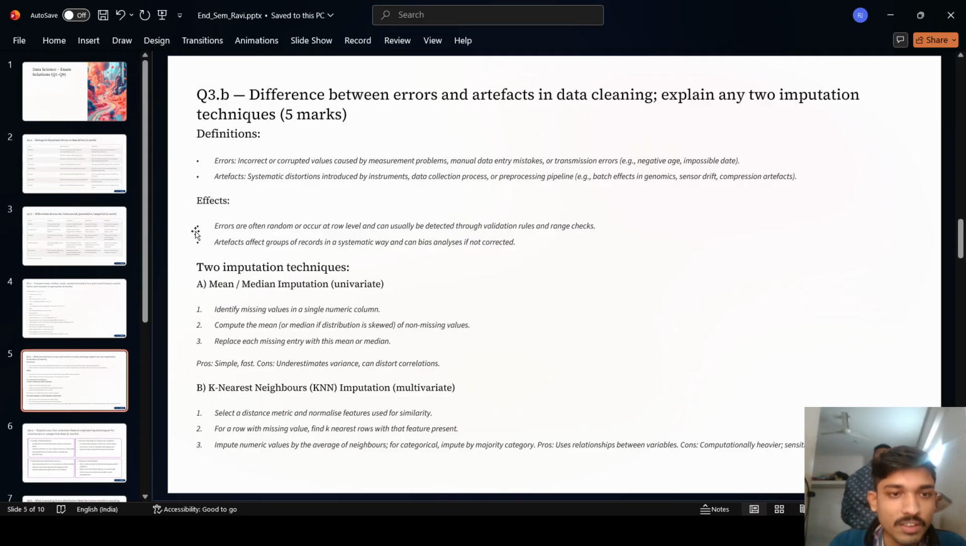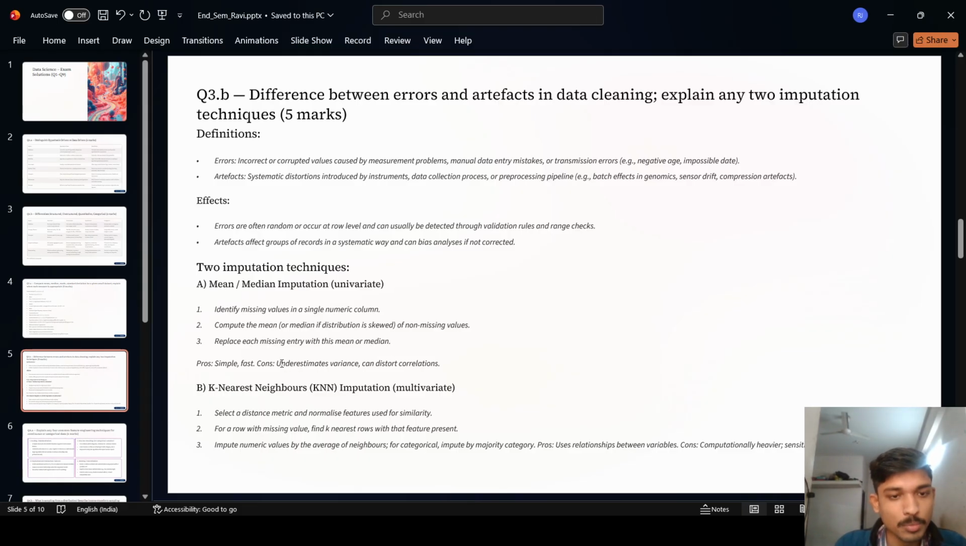Now, what are the effects of errors and artifacts? Errors often occur randomly at row level and can usually be detected through validation rules and range checks. But artifacts affect a group of records in a systematic way and can bias analysis if not corrected. We will also discuss two imputation techniques in this question. The first is mean or median imputation. In this we identify missing values in our numerical column, then compute the mean, or the median in case the data is skewed, for all the non-missing values, and replace each missing entry with this mean or median.